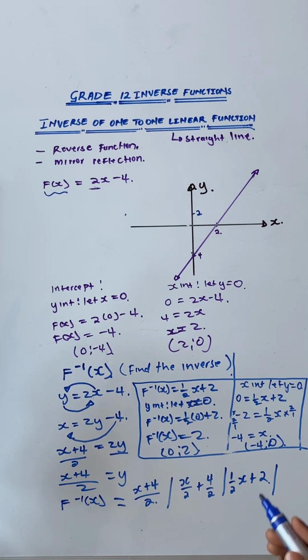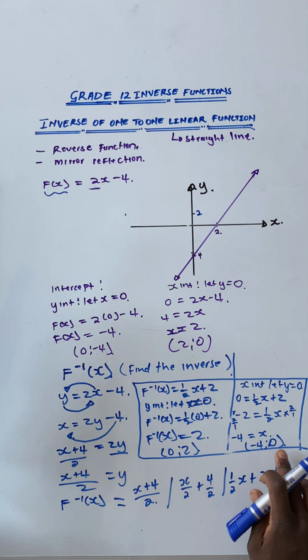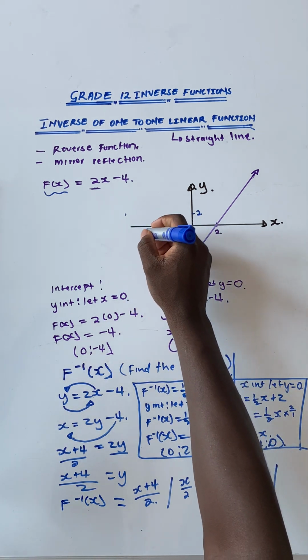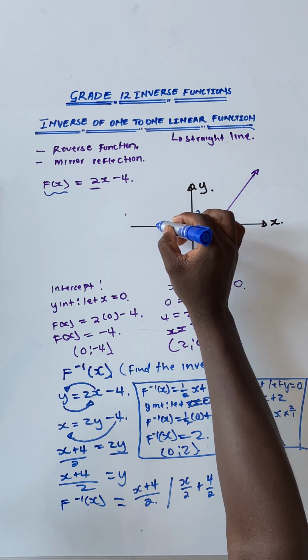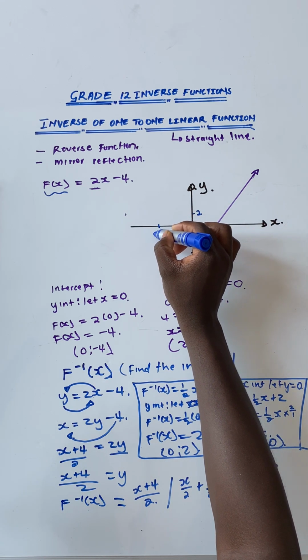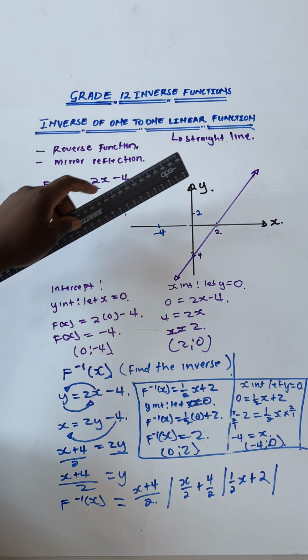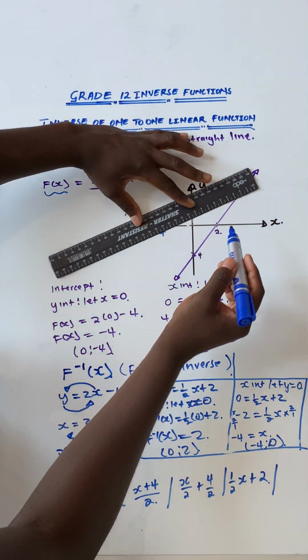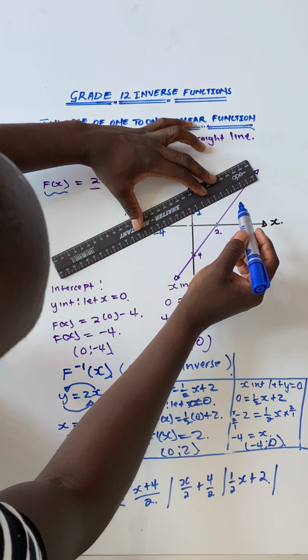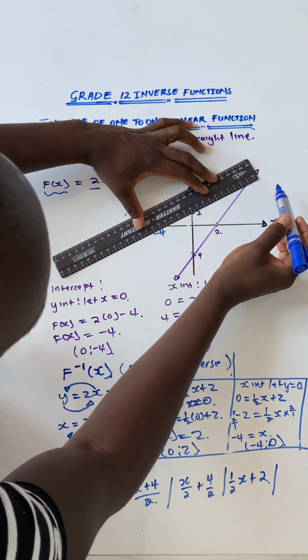Now let's go back and plot there. Negative 4, 0 will be found somewhere there. So we'd have a negative 4, 0 there. You'd see that now we'd have a function like this here.